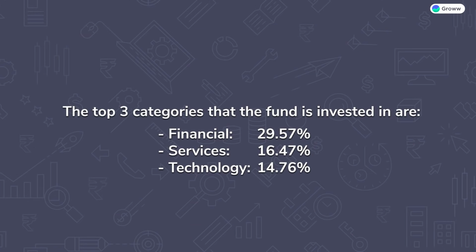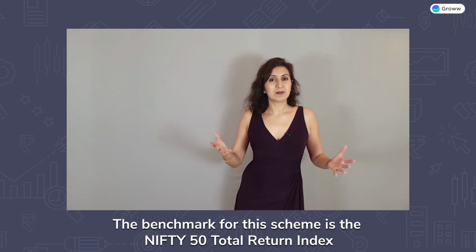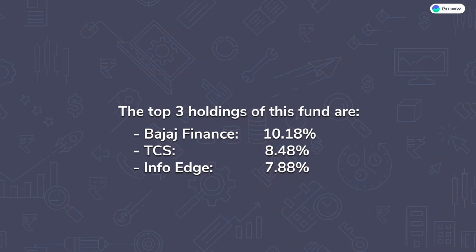The top three categories that the fund is invested in are financial 29.57%, services 16.47%, technology 14.76%. Its expense ratio is at 0.6%. The benchmark for this scheme is the NIFTY 50 Total Return Index. The top three holdings of this fund are Bajaj Finance 10.18%, TCS 8.48%, Info Edge 7.88%.